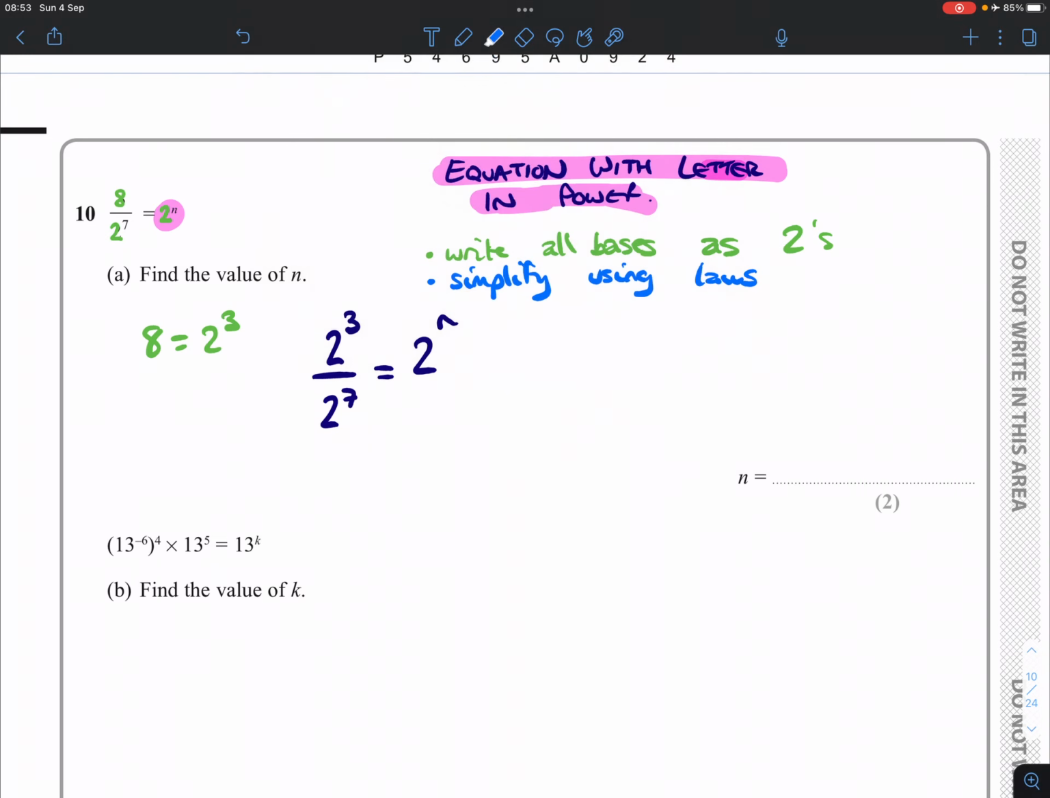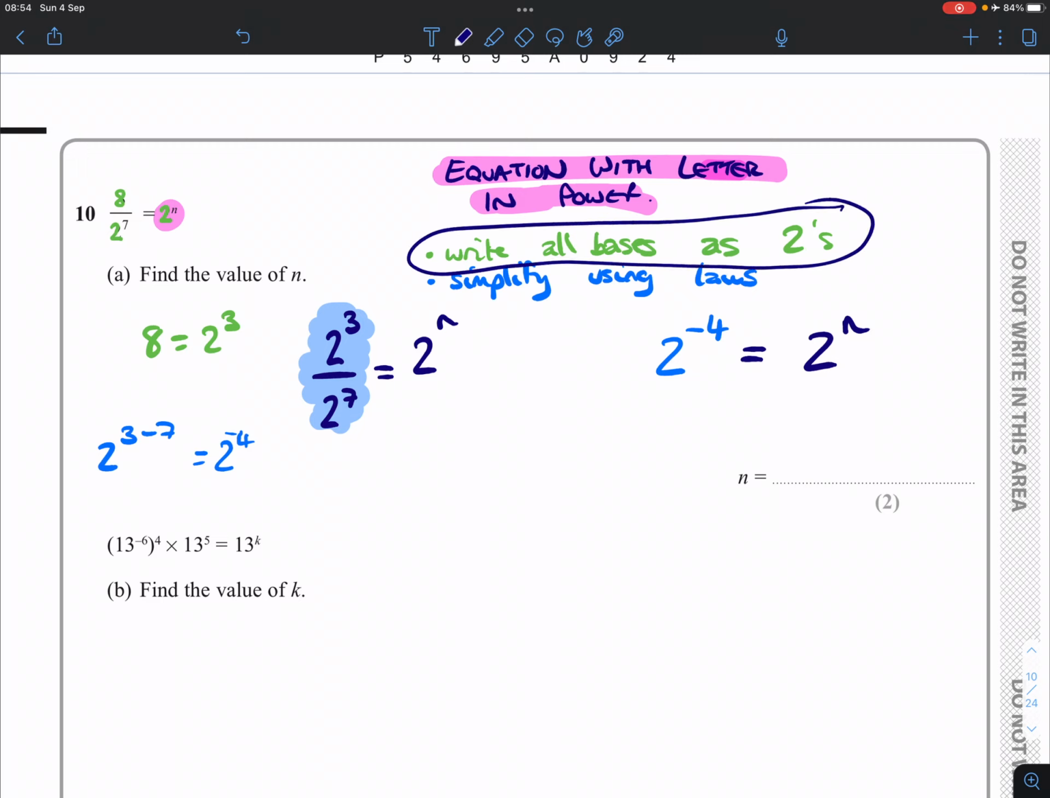So on the left-hand side, 2 to the power 3, divided by 2 to the power of 7, that's going to give us 2 to the power of 3 minus 7. That's going to end up turning into 2 to the power of minus 4. So the stuff that's in blue there will give me 2 to the power of minus 4. That's the left-hand side fully simplified. The right-hand side, there was nothing to do, so I just write whatever was there before, 2 to the power of n.